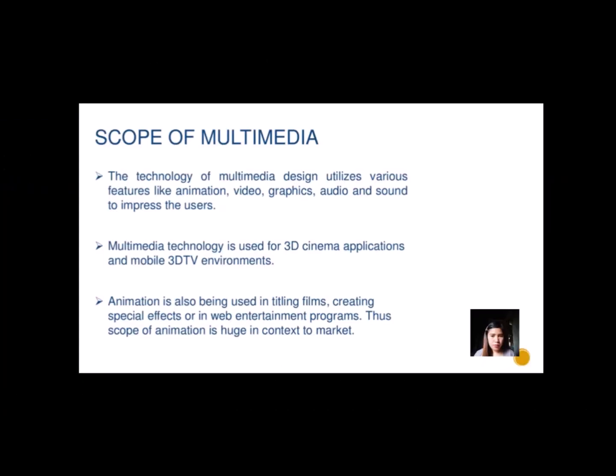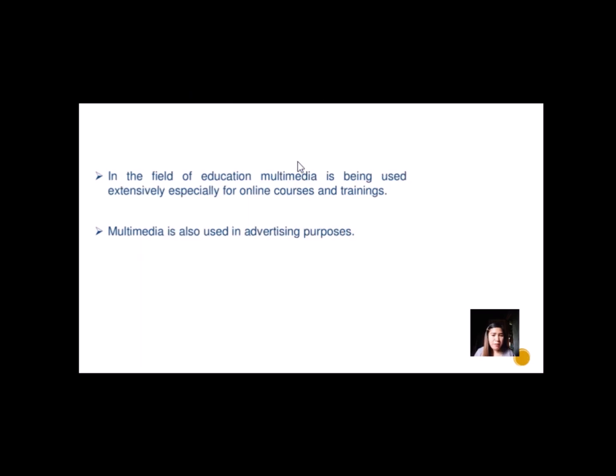These are the scopes of multimedia. The technology of multimedia design utilizes various features like animation, video, graphics, audio, and sound to impress the users. Multimedia technology is used for 3D cinema applications and mobile 3D TV environments. Animation is also being used in films, creating special effects, or in web entertainment programs. The scope of animation is huge in the market. In the field of education, multimedia is being used extensively, especially for online courses and training. Multimedia is also used for advertising purposes.